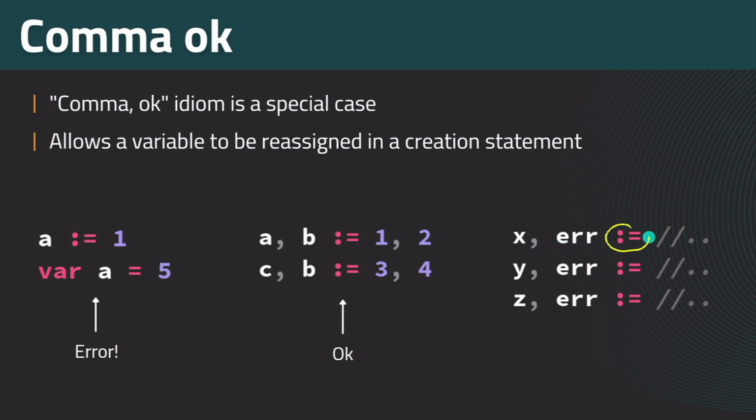But when we use the create and assign, it allows us to easily create this new variable while still reusing our error values. If we weren't allowed to do this, we'd have to have like error 1, error 2, error 3, and it's much easier to keep reusing the same error variable since it's going to contain the same type of information, which is just error information.